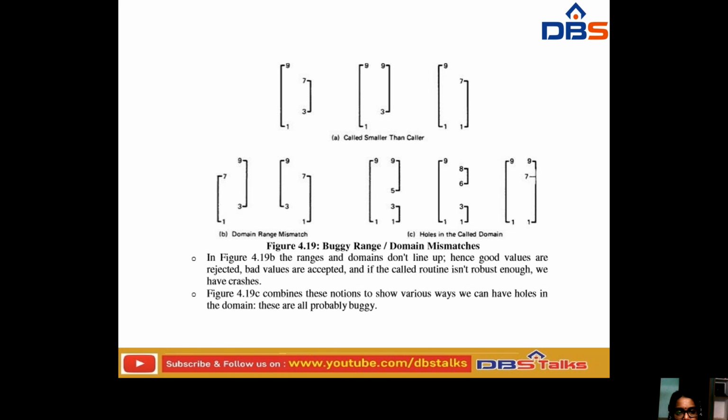So in figure 4.19, the ranges from the domains do not line up, hence the good values are always rejected and bad values are always accepted. And if the caller routine isn't robust enough, we have crashes. So this figure combines these two notations to show the various ways that we can have holes in the domain. So these are always probably buggy, okay.